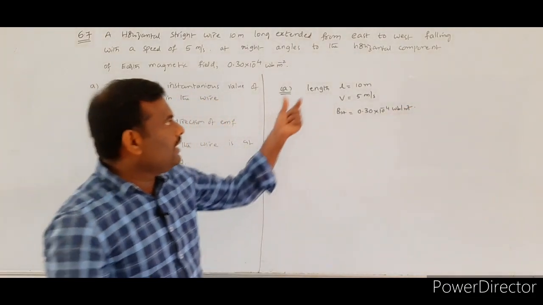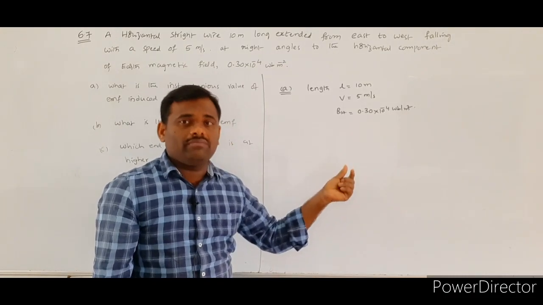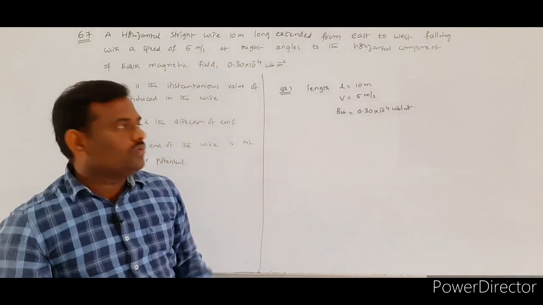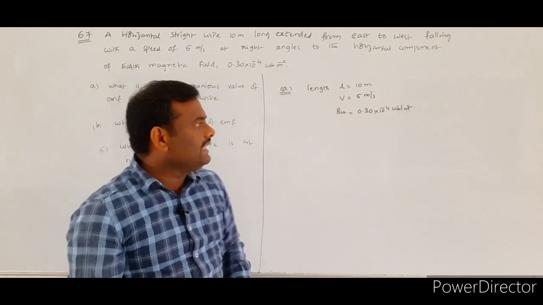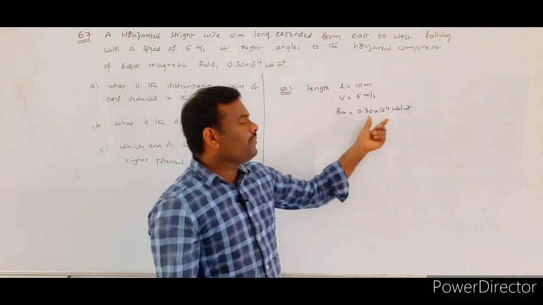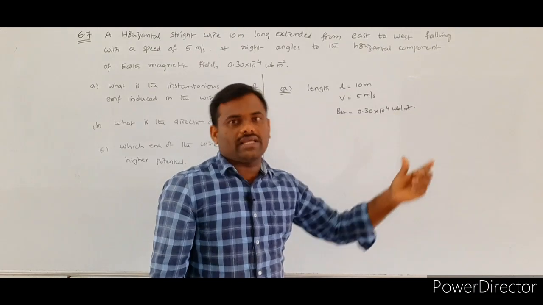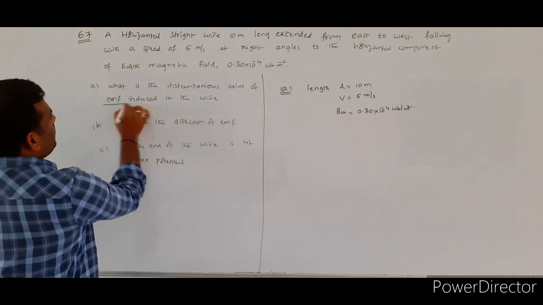So this is the given data. The length of the rod is 10 meters and the speed is 5 meter per second, and BH is the horizontal component of earth's magnetic field, with value 0.30 into 10 power minus 4. Now what value are they asking? They are asking the EMF induced.